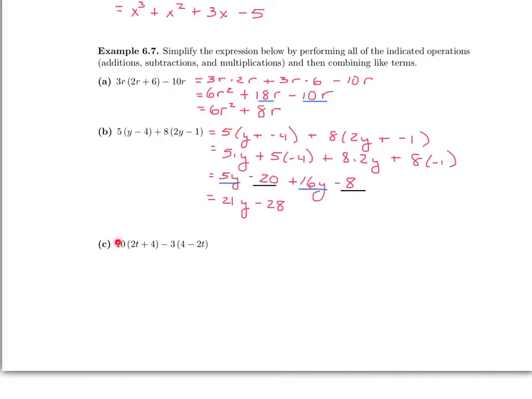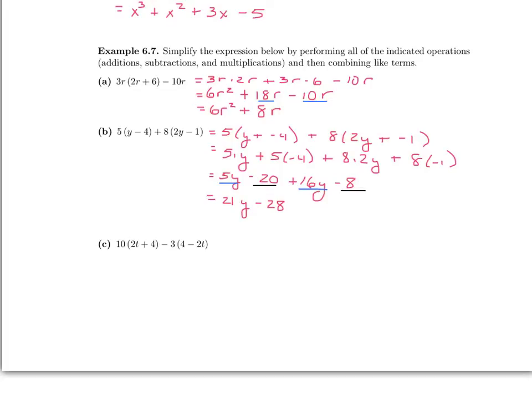Now let's look at part C. In part C, we are taking one expression and subtracting off another expression. Before we can combine the like terms, we need to perform the indicated multiplications. So this problem is very similar to the problem up here. We'll need to use the distributive law to perform this multiplication, and we'll use the distributive law again to perform this multiplication. Before doing this, though, I'm going to change the two subtractions into additions.